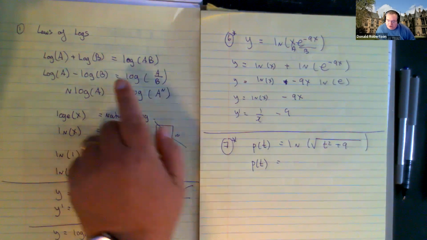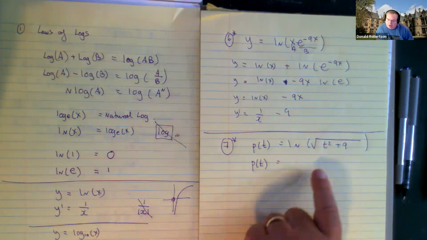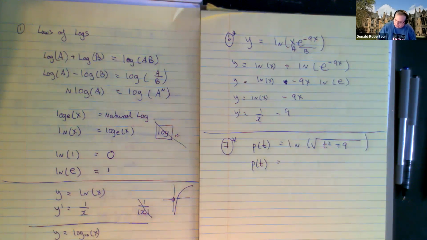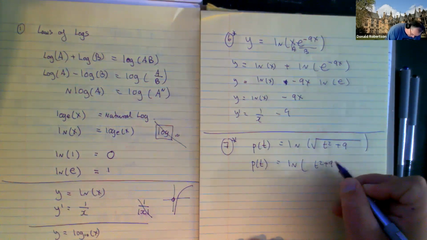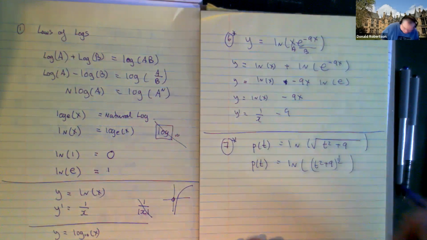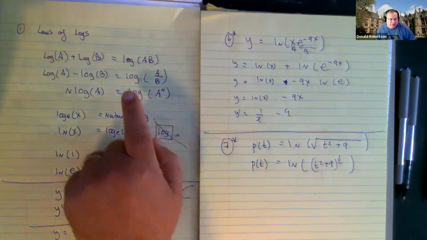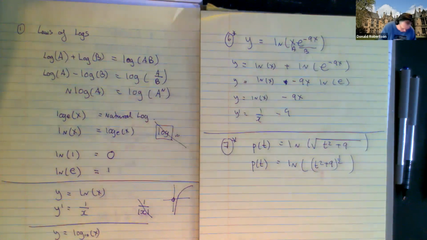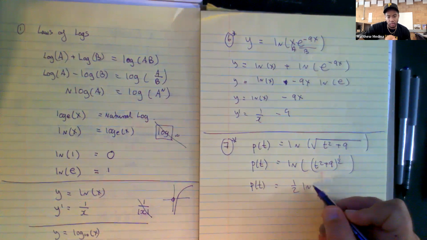Let's use some of these guys. What would the square root of t squared plus 9 be inside a log? How could I rewrite it? Okay, while you're thinking, I'll give you some help. If I write it that way, does it help? How am I going to rewrite this guy using these rules? It'll be the same as a half a log of t squared plus 9.